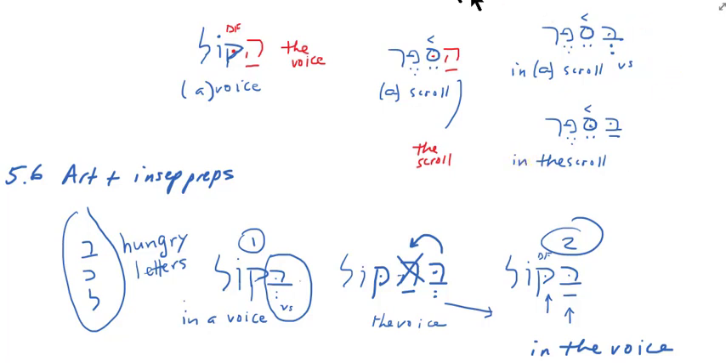Really important things to notice here. There is a difference then in vowel pointing between in a scroll and in the scroll. B-sefer, no dagesh forte, normal vocal shva.